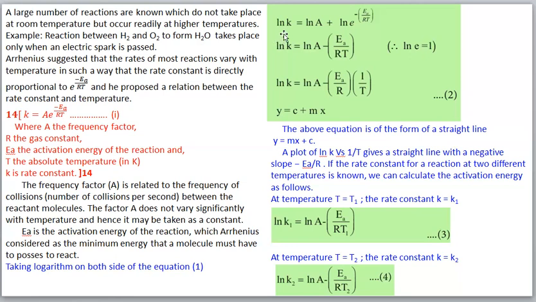So you see, ln k equal to ln A, then we have to put a positive sign, plus. It's because of this multiplication. In the case of logs, log of m into n is equal to log m plus log n. So ln A, then plus ln of e to the power minus Ea by RT this time.